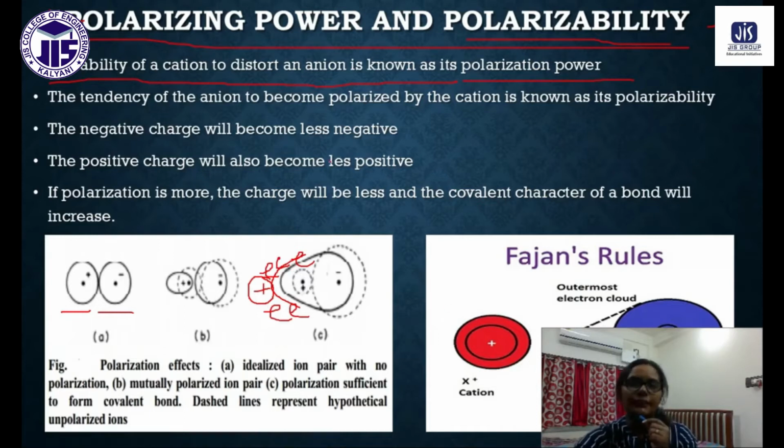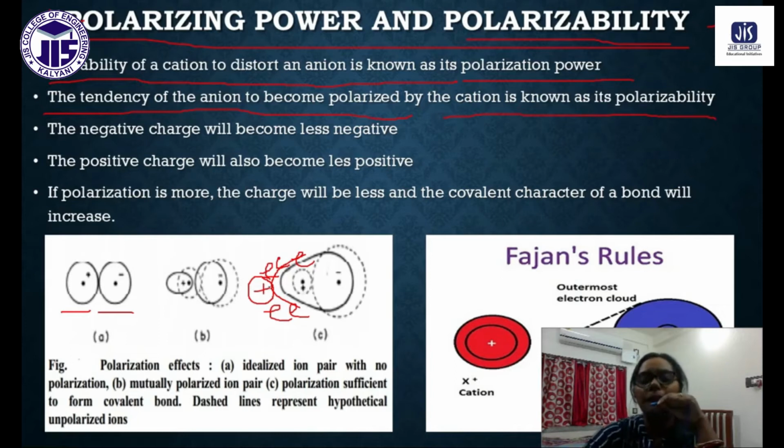Now what is polarizability? Polarizability is actually the property of the negative ion. It is related to the negative ion. What? The tendency of the anion to become polarized by the cation is known as the polarizability. Generally what will happen, the electron density is on the negative ion, right, earlier. Next, while these two atoms come closer to each other, what will happen? The electron will be distorted. Electron will be attracted by this positive ion, and it will go towards this.